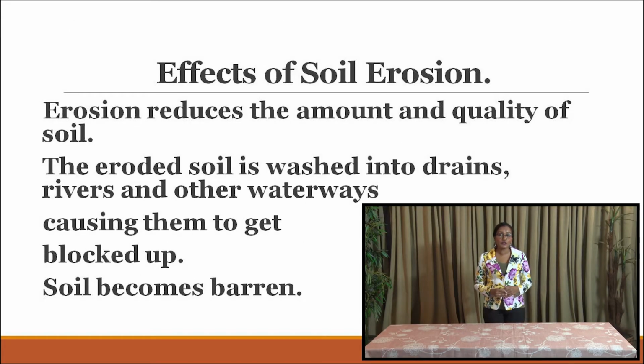Effects of soil erosion. Erosion reduces the amount and quality of the soil. The eroded soil is washed into drains, rivers, and other waterways, causing them to get blocked up. Soil becomes barren. Barren also means that it is not fertile enough for plants to grow there.